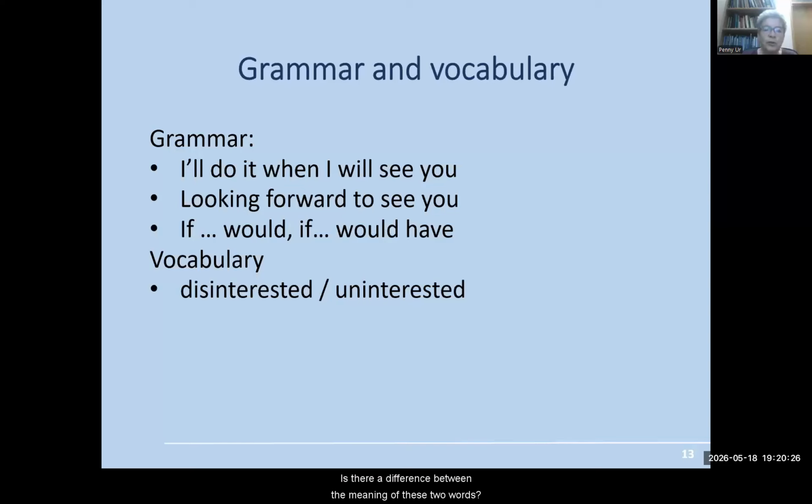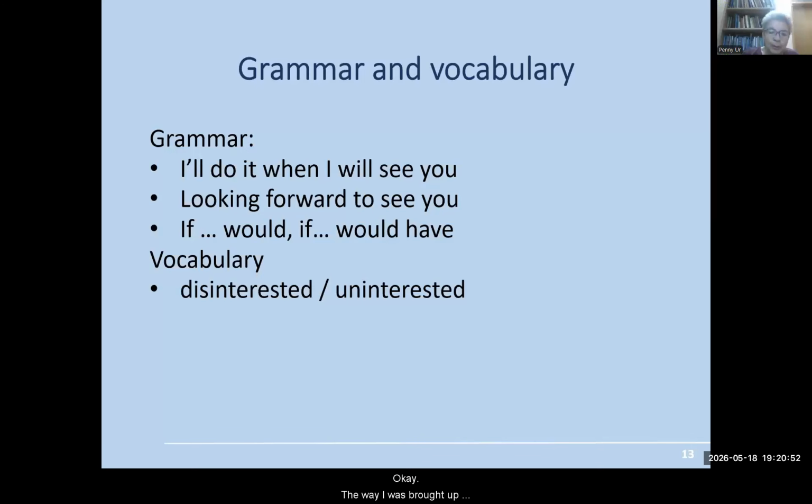Vocabulary differences. This is one: disinterested, uninterested. Is there a difference between the meaning of these two words? Anybody? Do they mean the same or different? I think slightly different. Disinterested has no interest, and uninterested is more actively uninterested.